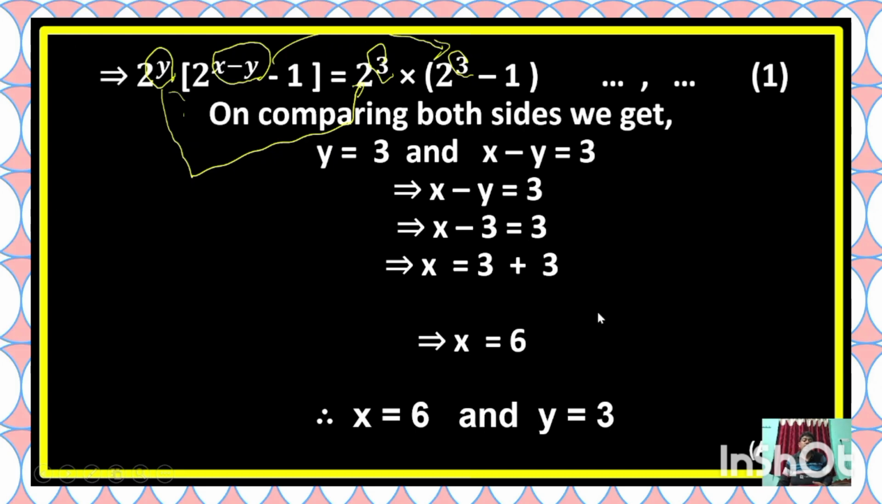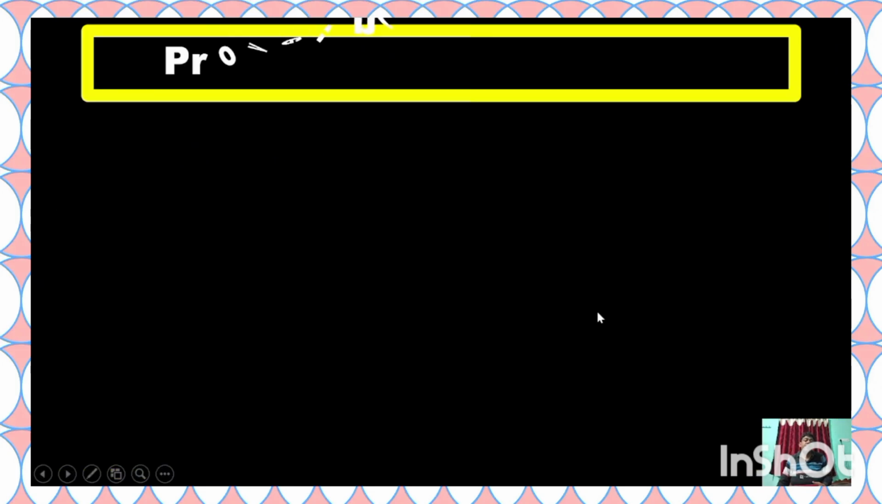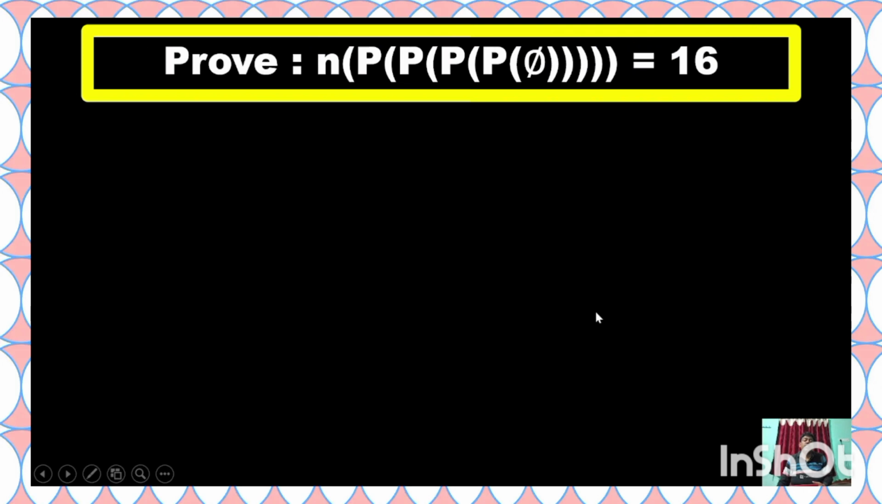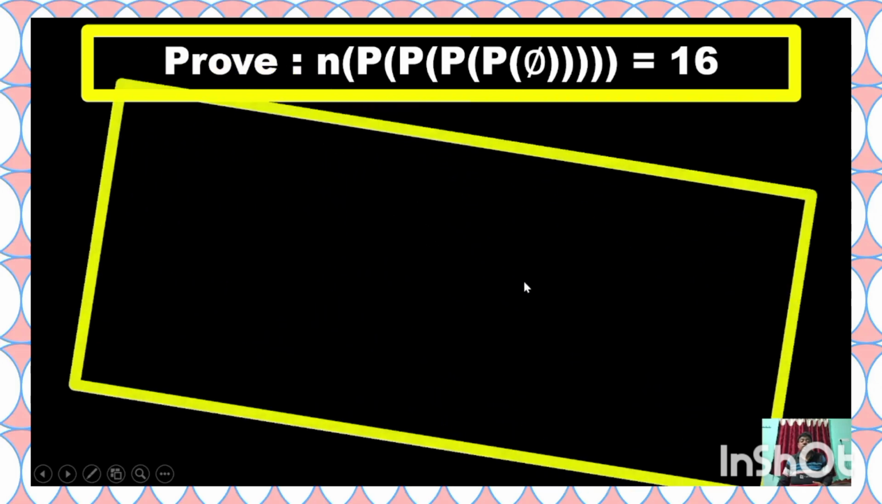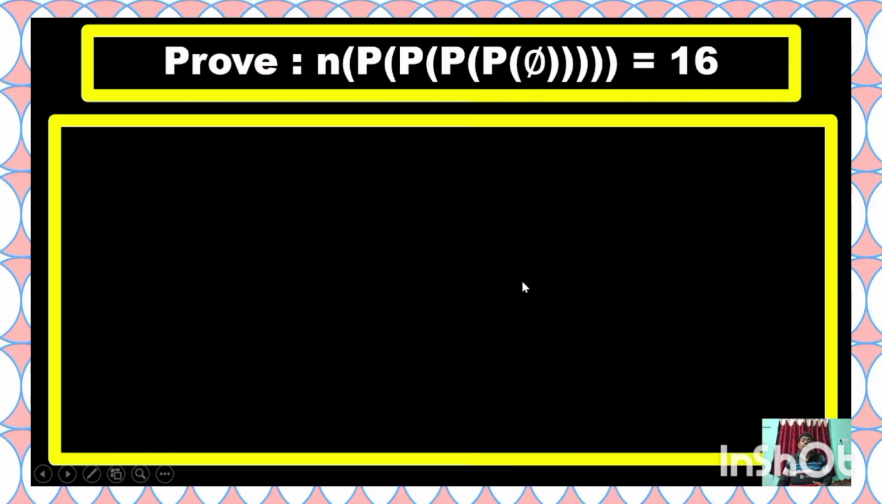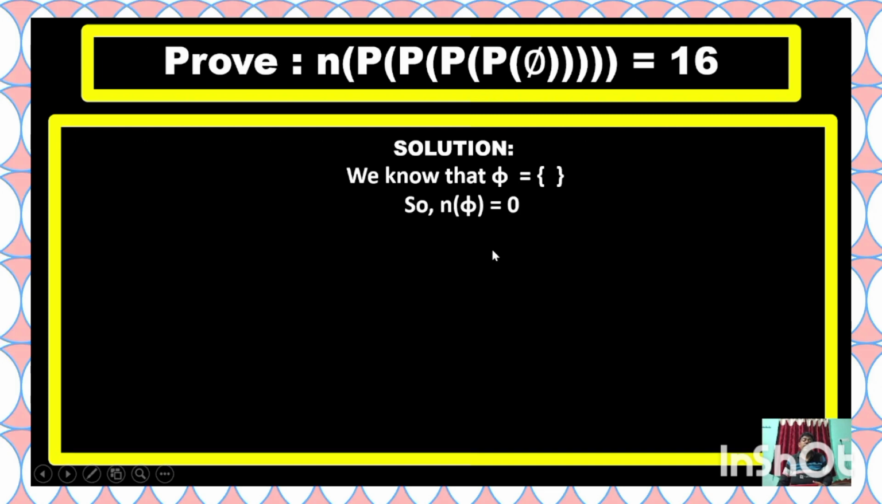Okay, let us come to the next problem here. Another interesting statement we are going to prove: the cardinality of the power set of the null set is 16. Let's see. We know that the phi set is the null set, which does not have any element, and the number of elements of the set is 0. The cardinality of the phi set is 0, right?